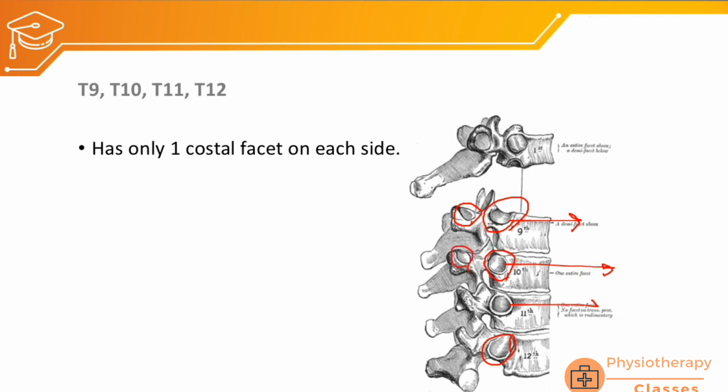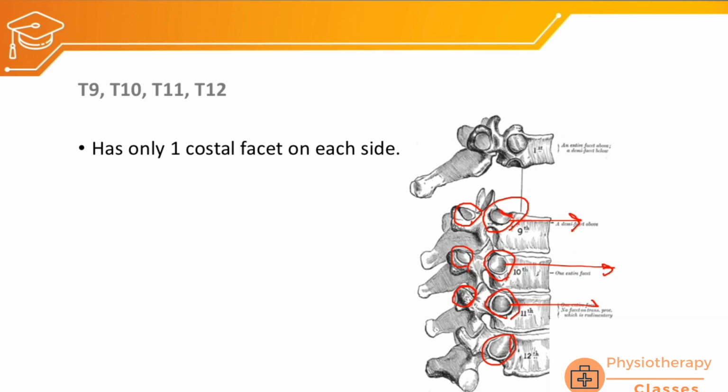So T9 and T10, what is the difference? T9 has an incomplete facet, that is a demifacet, on the lateral aspect of the body, whereas T10 has a complete facet. Now what is the difference between T11 and other vertebrae? T11 has a complete facet but doesn't have a costal facet on the transverse process because rib 11 is a floating rib, therefore it doesn't have any articulation with the transverse process.